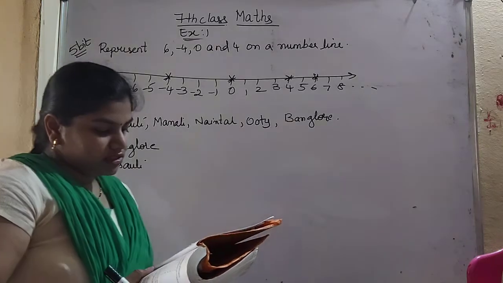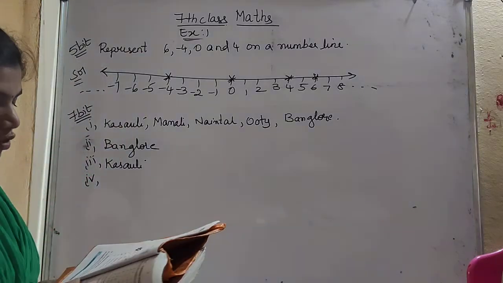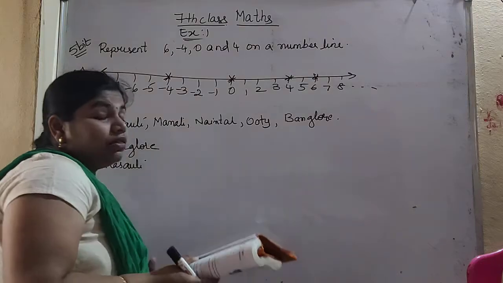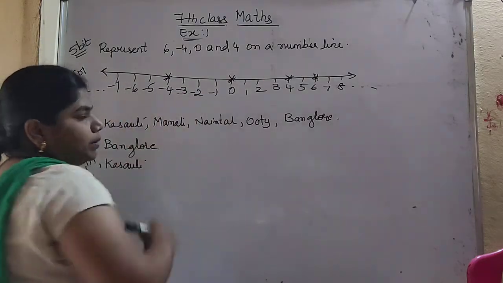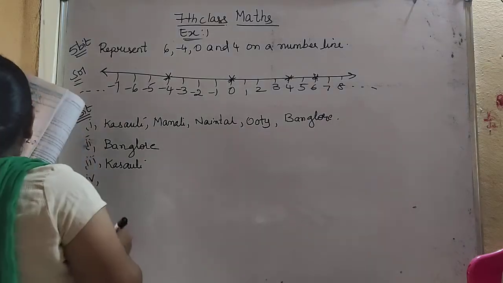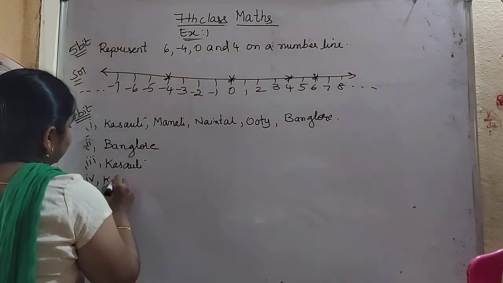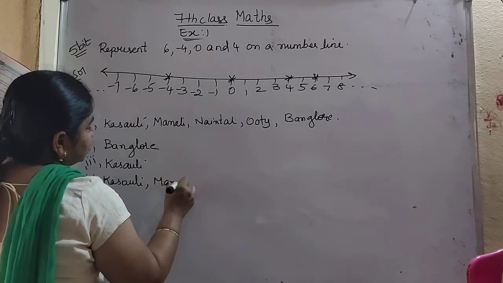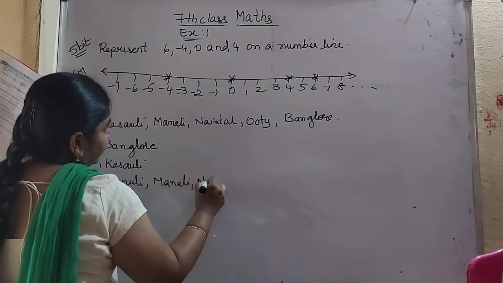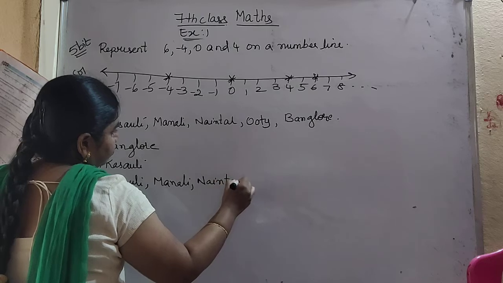Fourth one, which city has a temperature less than 0? Which cities are having the temperature less than 0? Less than 0 means all the values will be in the form of negative. So that will be Kasauli. Next is Manali, which is also negative, and Nainital is also negative.